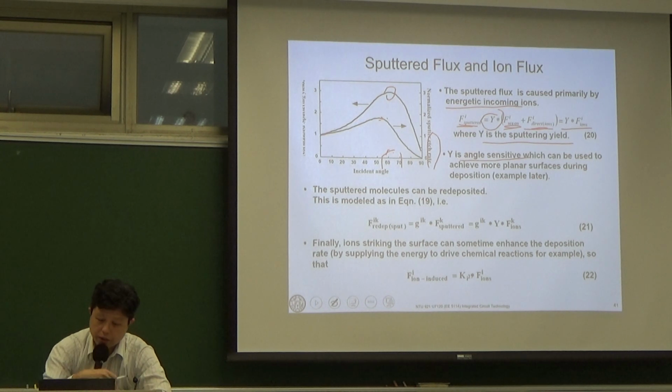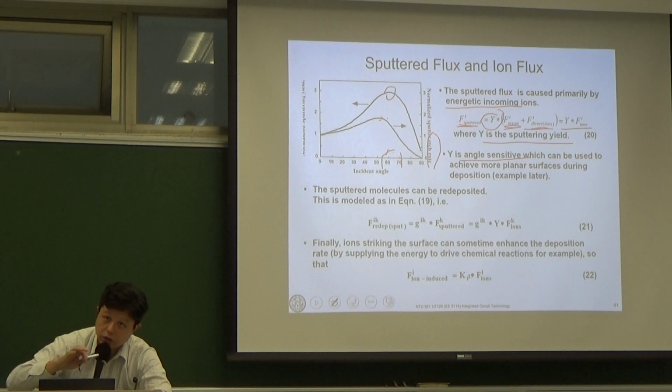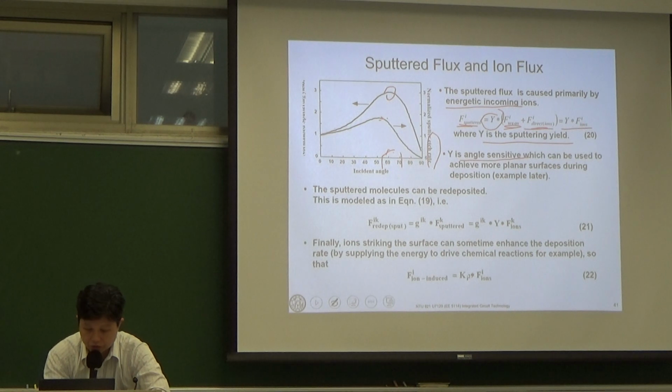Okay, so those sputtered out molecules, now they're going to travel and redeposit on your surface. So we have another redeposition term resulting from these sputter terms. So we have this F_sputter times this G_ik. Okay, so we have the same geometry coefficient here, G_ik.